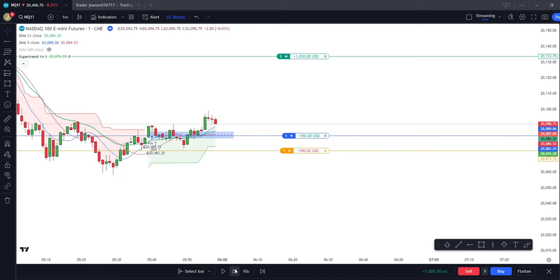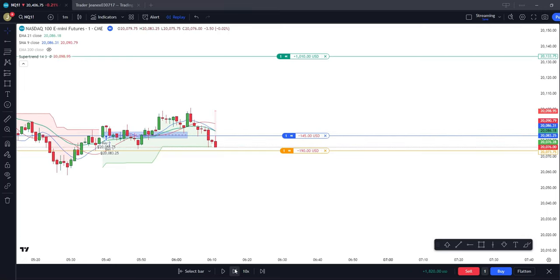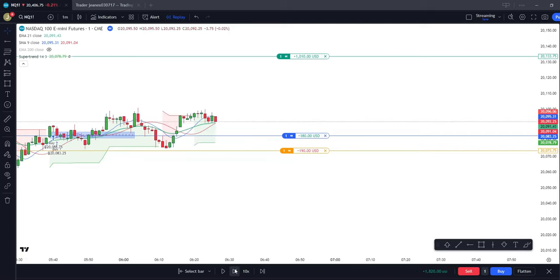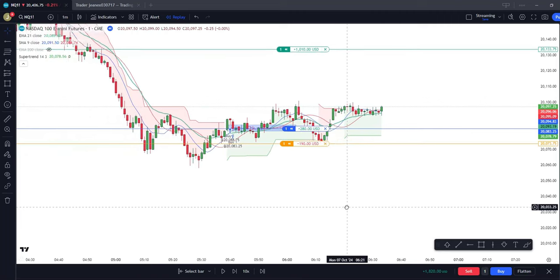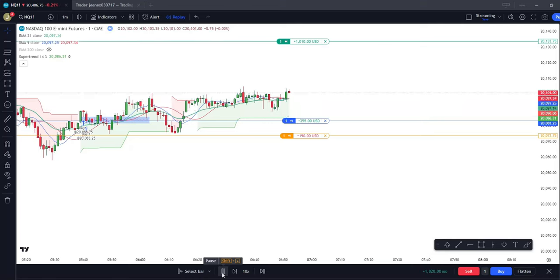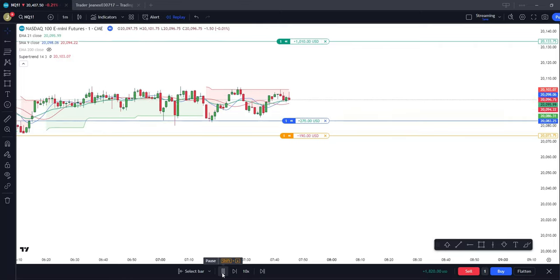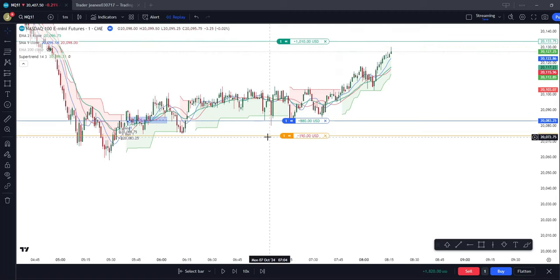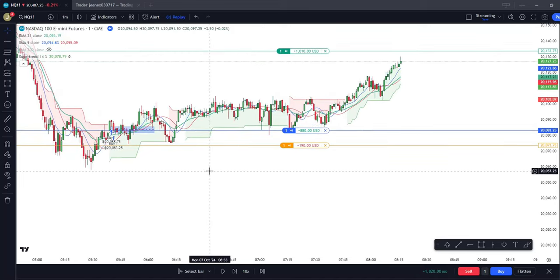Let's see. Oh, at this time I'll be out. Let's see. Oh no. Let's make it faster. Yeah. We're in consolidation, but you see, it almost hit our stop loss. So we see it's a very good one. This one is a good trade.